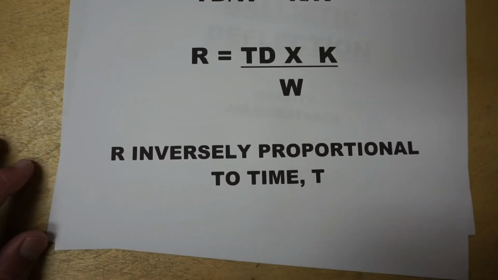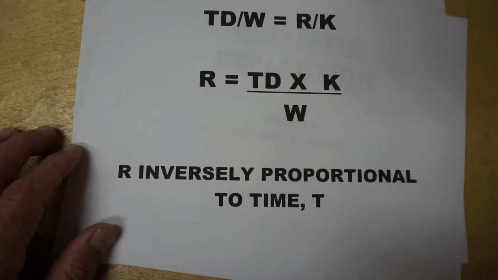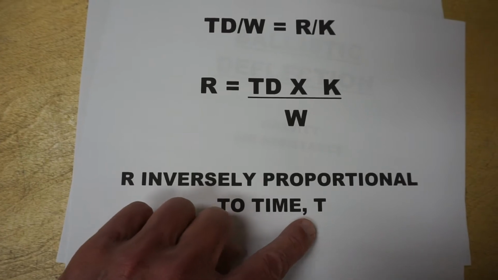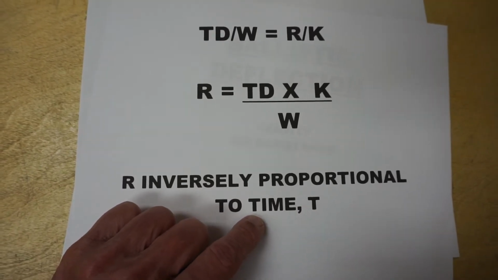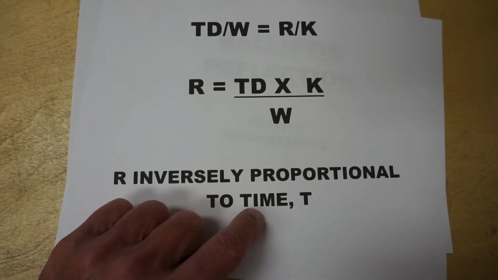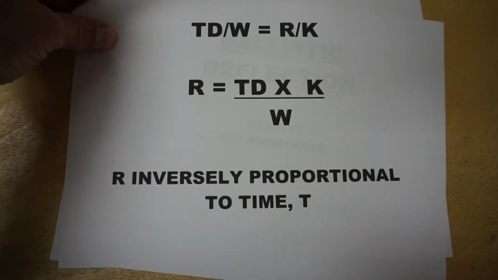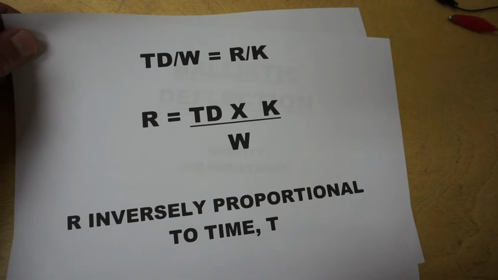It is also important to note that the range of the target is inversely proportional to the time. In other words, the closer the target is to the bullet being fired, the shorter the time, and the further out the aircraft is, the longer it will take the bullet to strike the target.